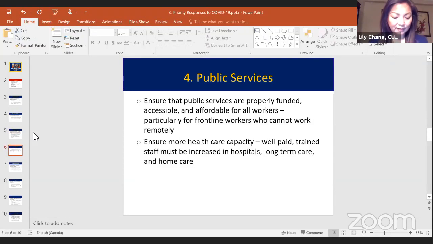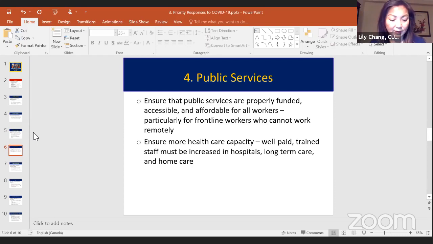Public services, including childcare for essential workers. Ensure that public services, including healthcare and childcare, are properly funded, accessible, and affordable for all workers, particularly for frontline workers who cannot work remotely.